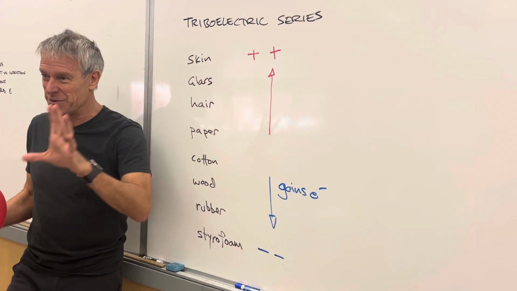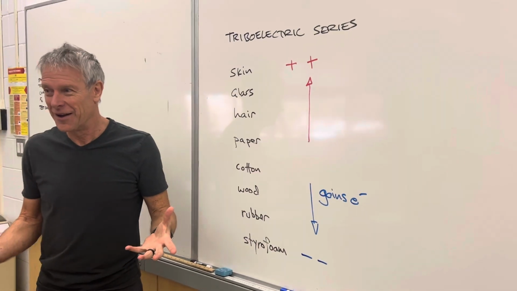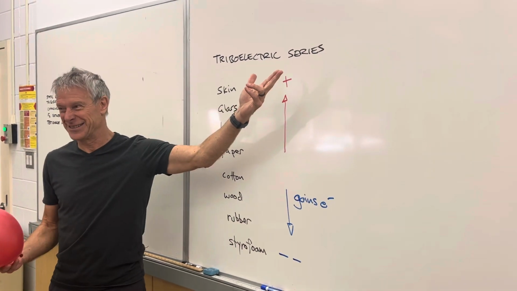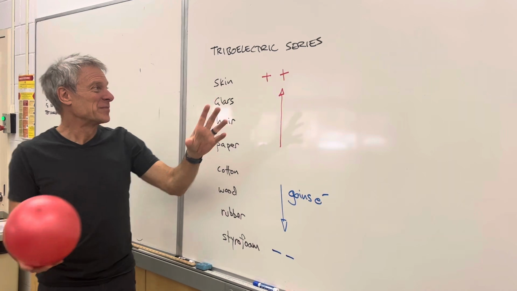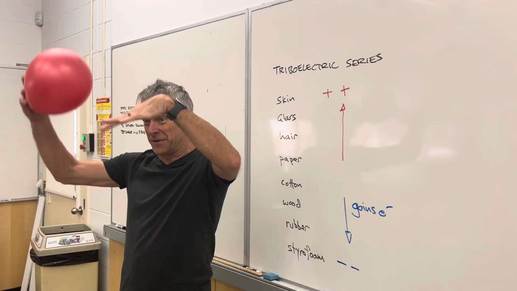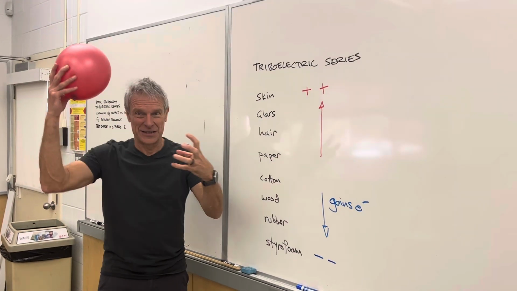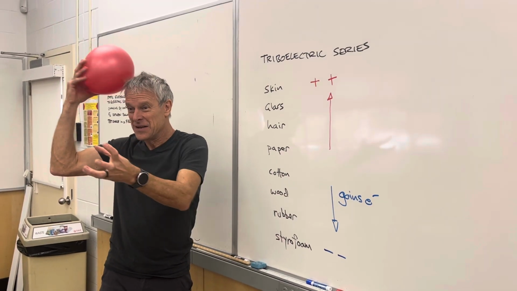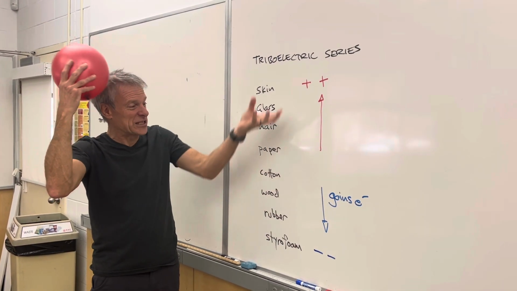Tribology is a fancy word for the study of friction. So it's like the friction electric series, right? So that's kind of what it means. And so what happens here is when you rub two materials together, depending on the valence shell electron structure and electron affinity, those kind of things, right? Electrons can get transferred from one material to the other.